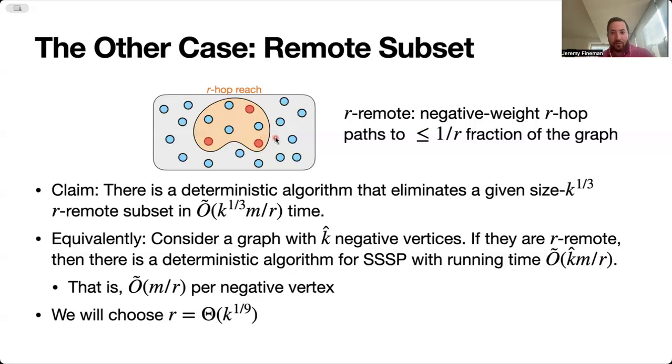It's a little bit more complicated than that, but just suffice it to say that most of the work you're doing is in there, so you can save a factor of R in the running time.